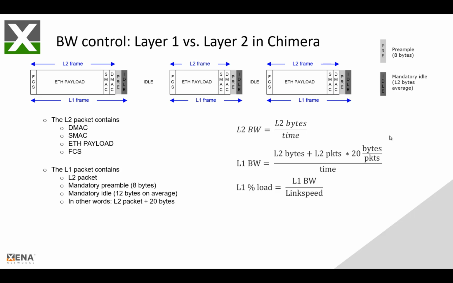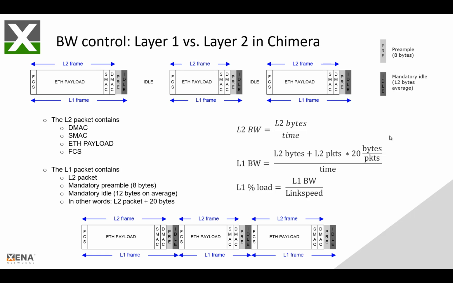To precisely calculate the link utilization, we define the Layer 1 packet as the Layer 2 packet plus an 8-byte preamble and 12 idle bytes, knowing that the mandatory number of idle symbols will be 12 bytes over time. In short, the Layer 1 packet is defined as the Layer 2 packet plus 20 bytes. Using this definition, we can now calculate the Layer 1 bandwidth and the Layer 1 link utilization in percent.